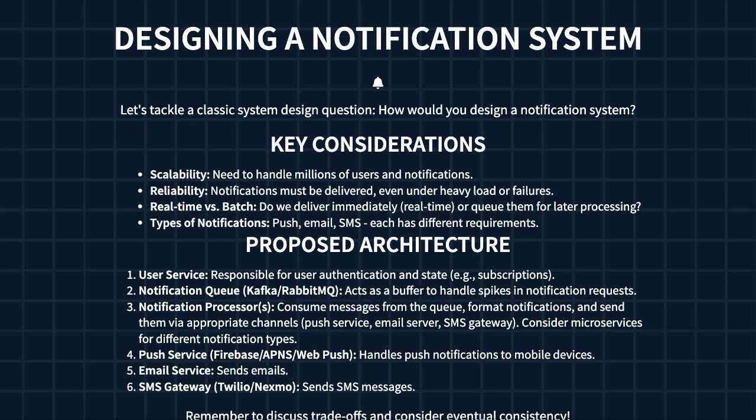We often start with a queue like Kafka or RabbitMQ to buffer incoming requests, especially during peak times. Then notification processors, which might be separate microservices, take those messages and format them for delivery via push services, email, or SMS. Think about the different types of notifications you need to support and how each channel has its own requirements. It's a complex system, so always discuss trade-offs and consider things like eventual consistency.